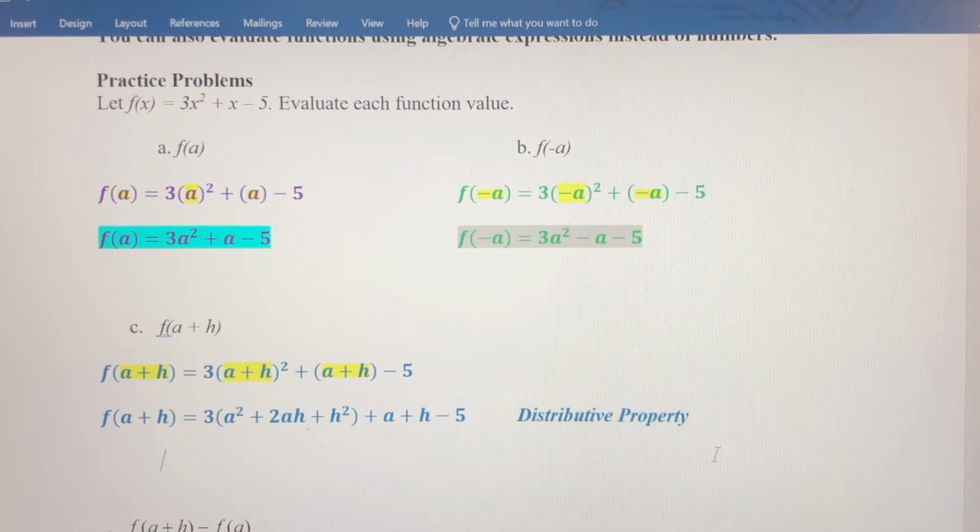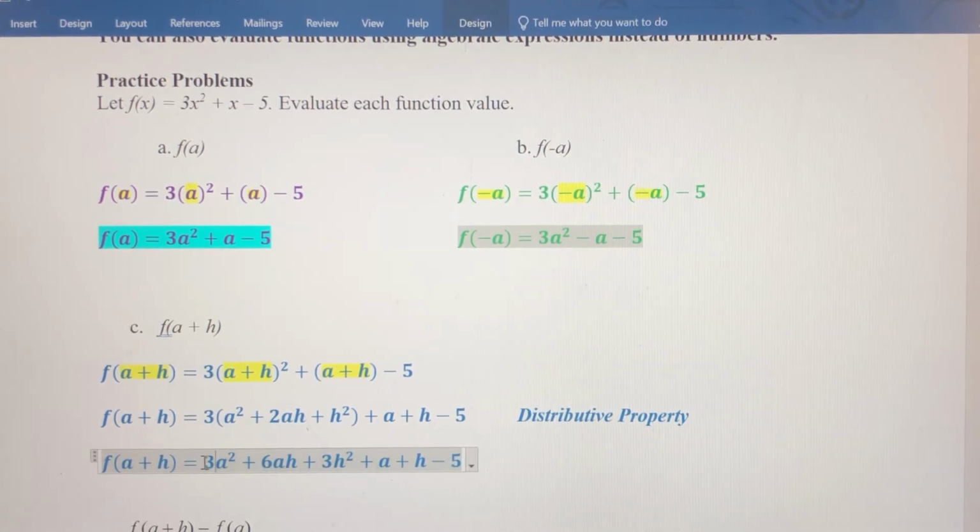Now I want to use the distributive property, okay? So when I distribute, I get 3a squared plus 6ah plus 3h squared. Notice this is the result of the distributive property. Everything else, I just brought that down. Notice there are no like terms here, so there's nothing else I can do to simplify that. So f of the binomial a plus h equals this polynomial, 3a squared plus 6ah plus 3h squared plus a plus h minus 5, okay?